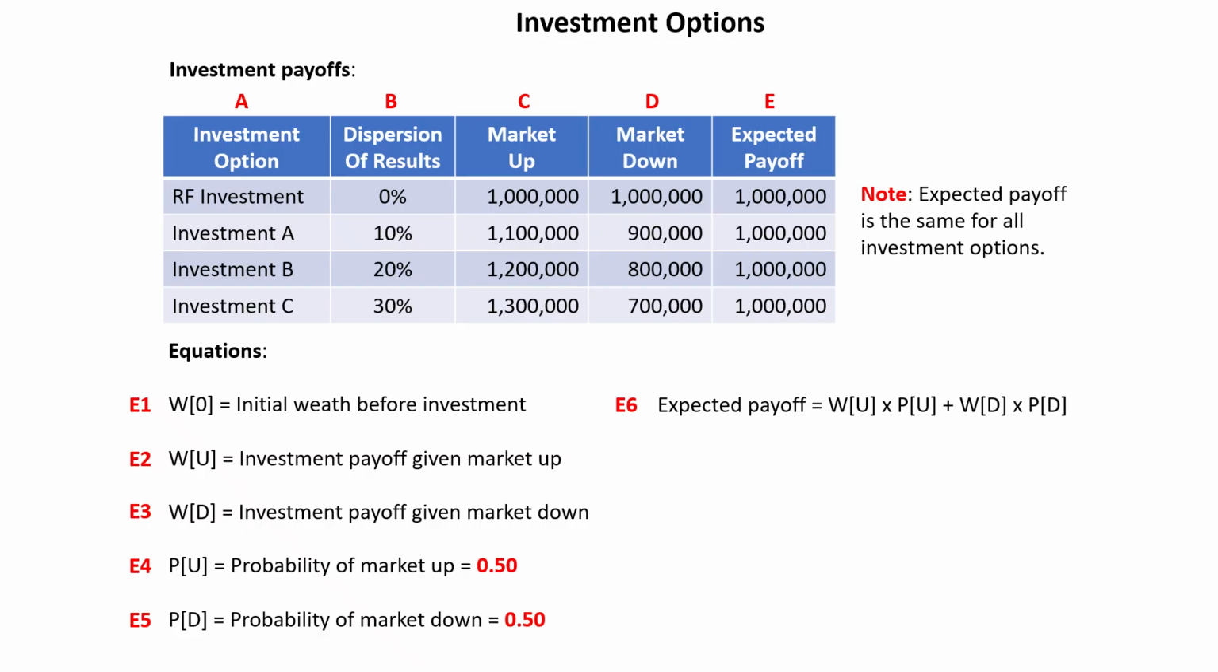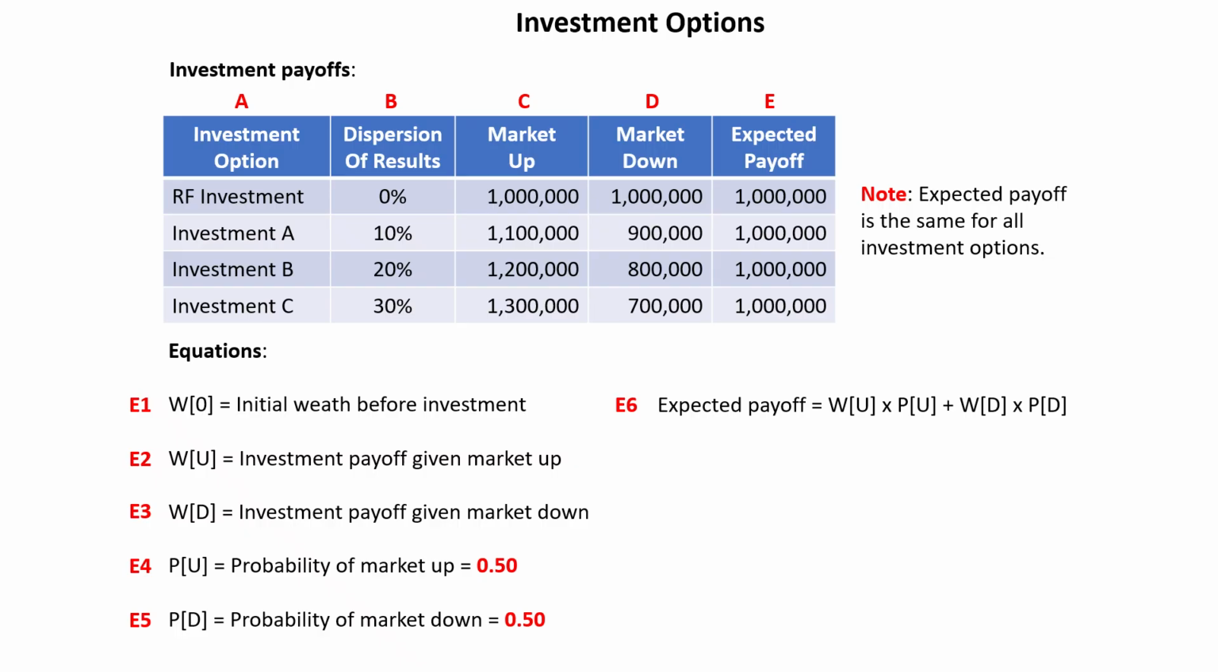So for a risk-free investment, we have 0% dispersion. My payoff given that the market is up equals the payoff when the market is down, and we're going to assume those payoffs are $1 million. In this case, we're going to assume that the investor has this bucket of money. He makes an investment, and then the outcome is immediate, so we don't have to worry about the time value of money here.